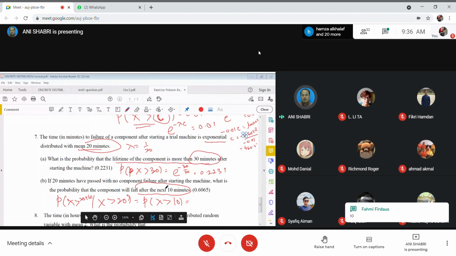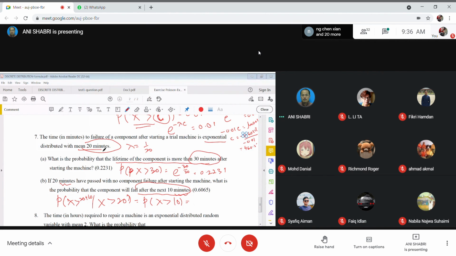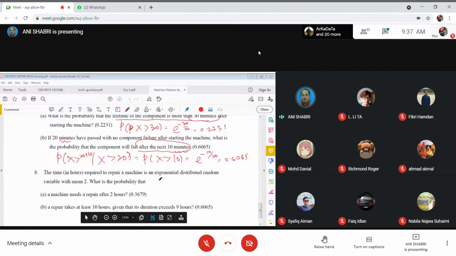If you see the unit is the same, this is minutes, this is minutes, it is straightforward for this one. It is equal to e to the power of minus 10 divided by 20. The answer is 0.6065. Okay, the last question.